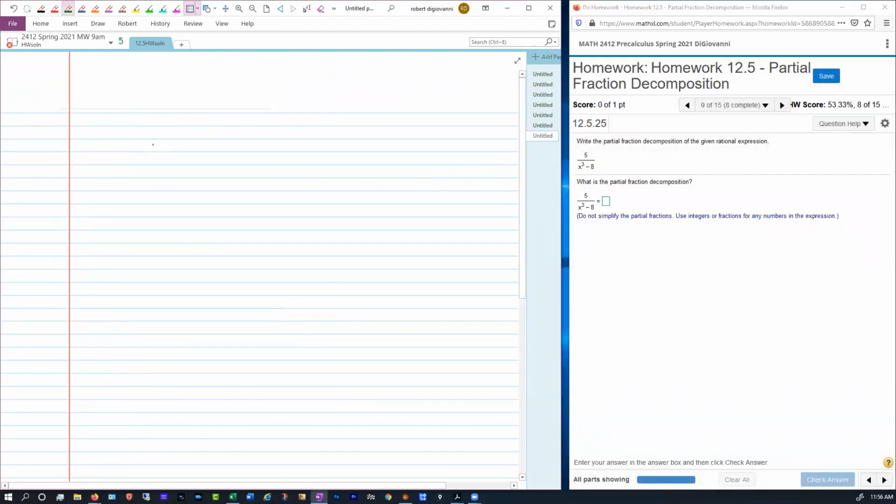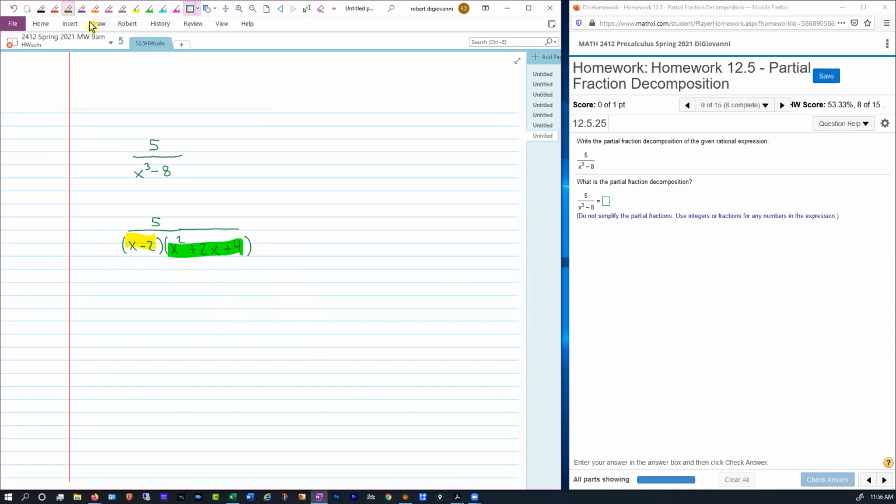All right, so we have 5/(x cubed minus 8). So we don't need long division, but we do need to factor. So you need to realize that x cubed minus 8 is a difference of cubes. So if we go to the difference of cubes formula, this will turn into (x minus 2) times (x squared plus 2x plus 4). I'm using that difference of cubes formula, I'm not going to write it down. So here's where we are. And now we see that we've got a linear factor right here, and then the other one is an irreducible quadratic.